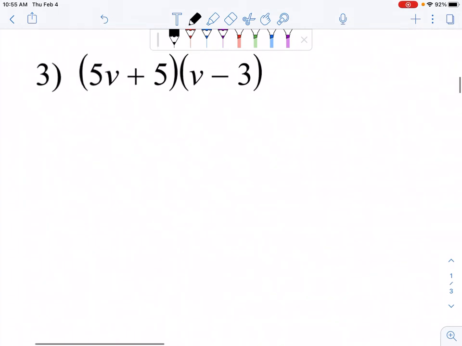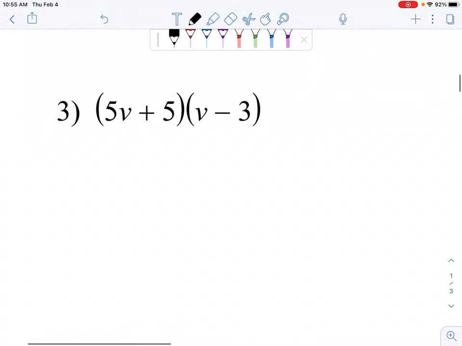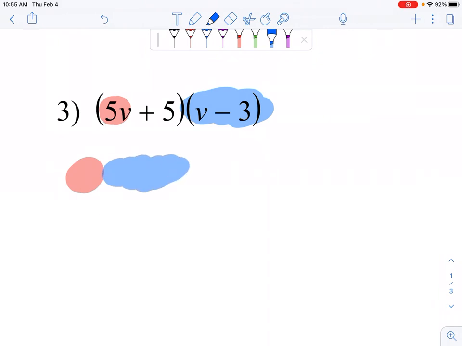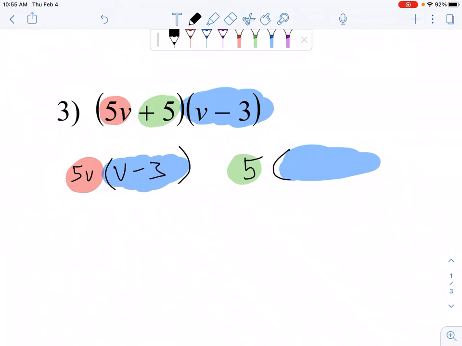Okay, let's take a look at another example. For this one, I'm going to use expanded. So here's how expanded works. I'm going to take the first term and multiply it times this whole group. And then I'm going to take my second term and multiply it with my blue group. So I'm going to have 5v multiplied with v minus 3, and 5 multiplied with v minus 3. Now I'm just going to work this out. It's just like a single distribution problem.